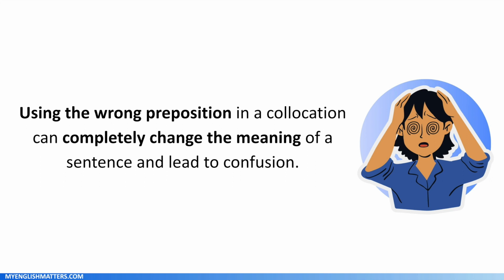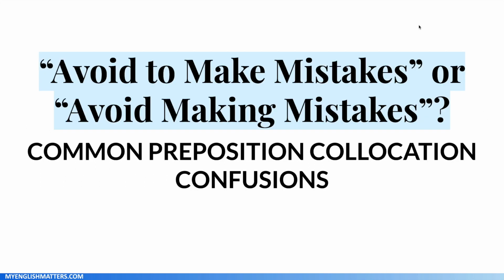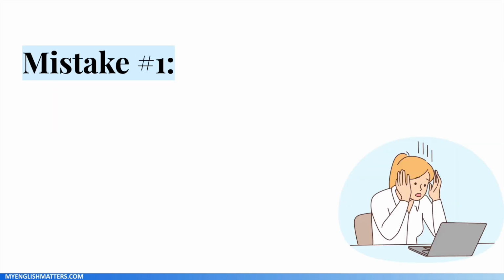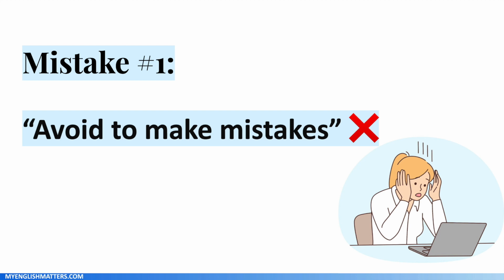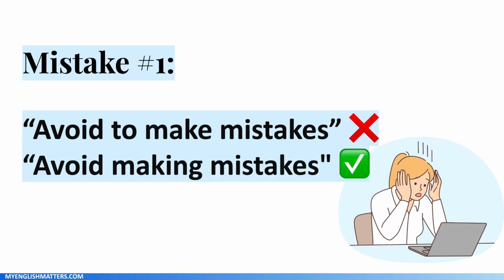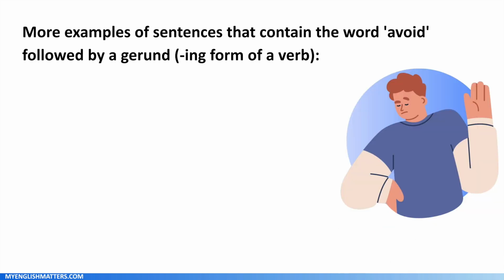Right, so now that we have a better understanding, let's explore some common collocation preposition mistakes that English language learners often make. Mistake number 1, saying avoid to make mistakes instead of avoid making mistakes. Right, so when discussing avoidance, it's essential to use the gerund form after avoid. So a gerund is the ing form of a verb. So in this case, it's avoid making mistakes, not avoid to make mistakes.